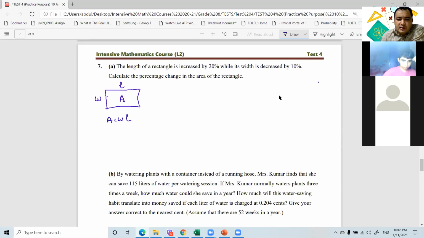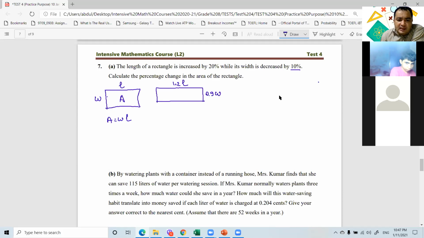Now it says the length of the rectangle is increased by 20% and the width is decreased by 10%. Increasing the length by 20% means 100% plus 20%, so the new length will be 1.2 L. Decreasing the width by 10% means 100 minus 10, that is 90%, which is 0.9 W.